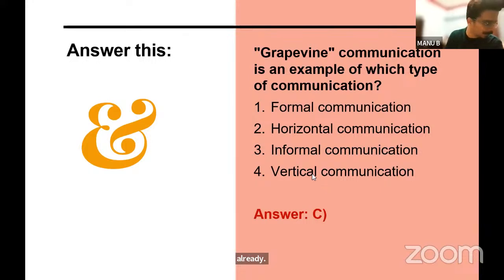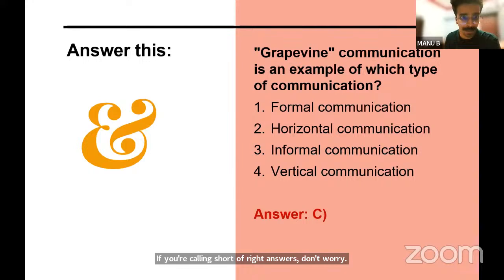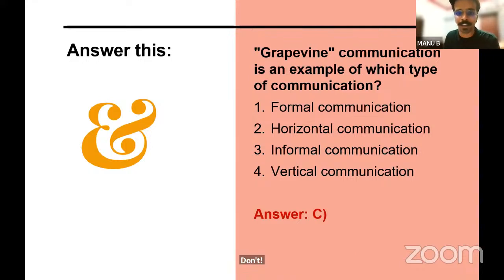If you are falling short of right answers, don't worry. This is our practice. This is a place where we can make wrong choices. You are not getting valued for all these things. But in the examination, you have to be serious. So these questions are just free hits. Don't panic. Just relax. Pick any answer which you feel is right. So that's it. Now, next question.